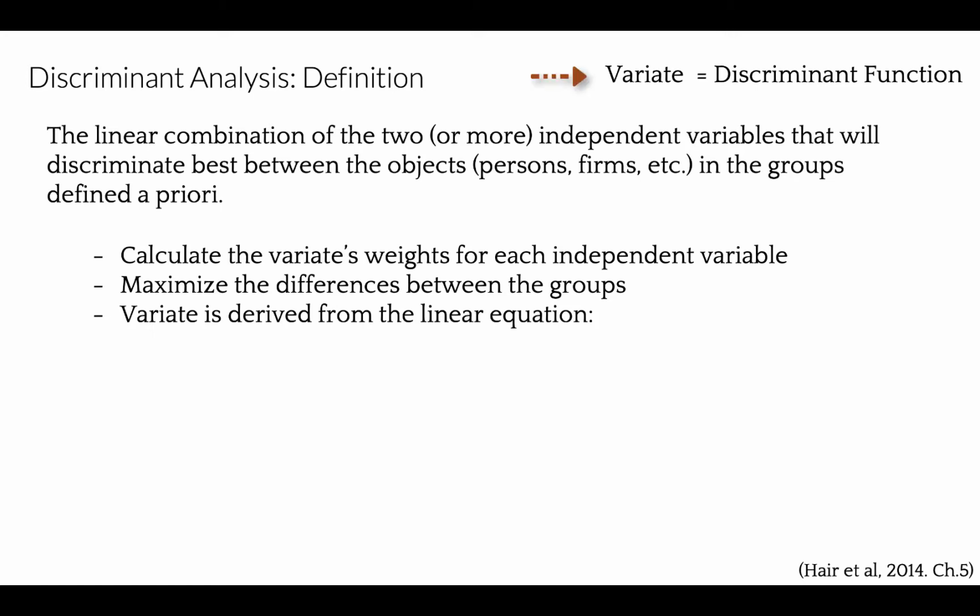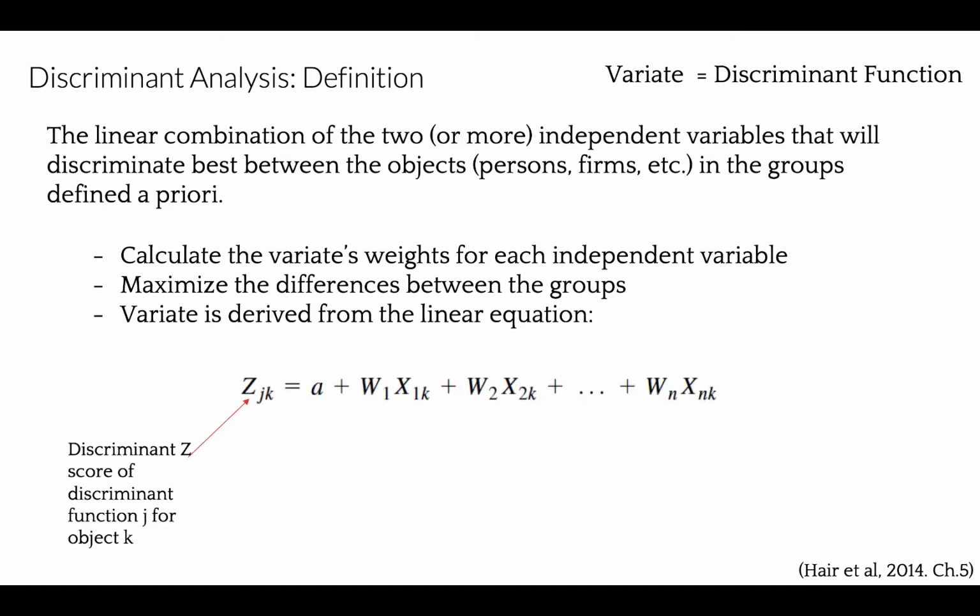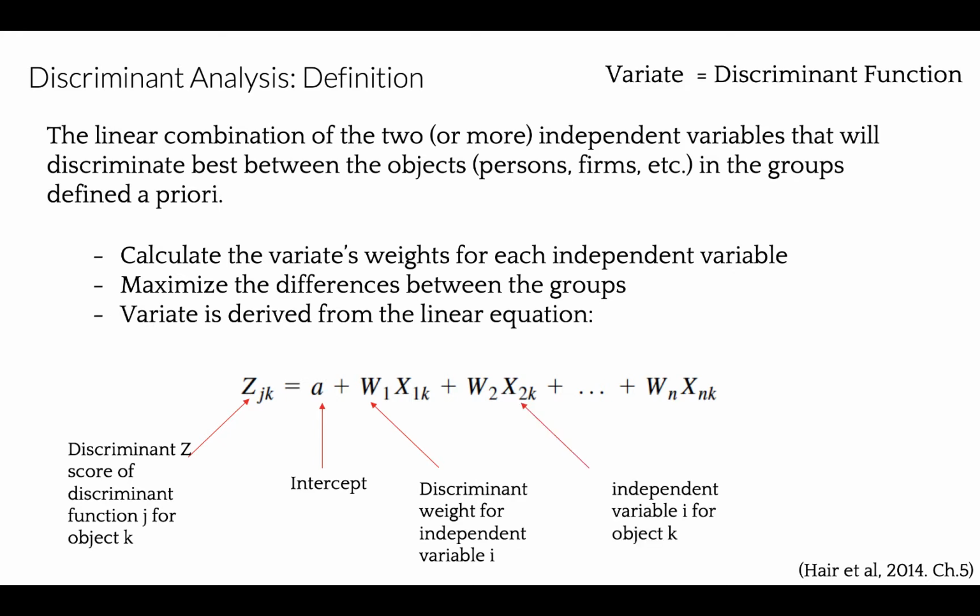The variate for discriminant analysis, also known as the discriminant function, is derived from a linear equation where Z is the discriminant score, alpha is the intercept, W is the discriminant weight for an independent variable, and X is the independent variable. The score is a summation of the values obtained by multiplying each independent variable by its discriminant weight.